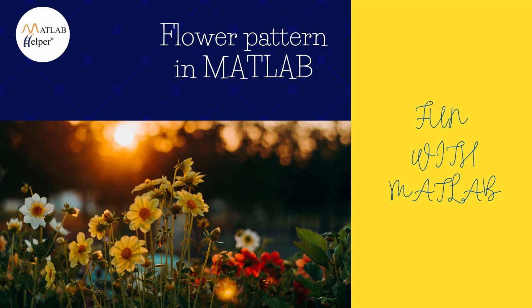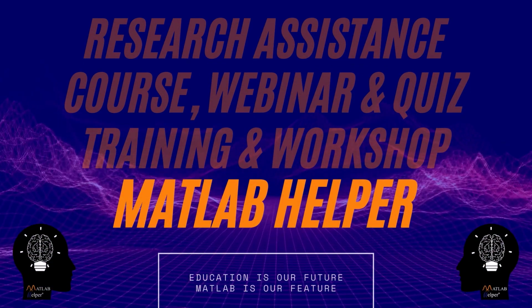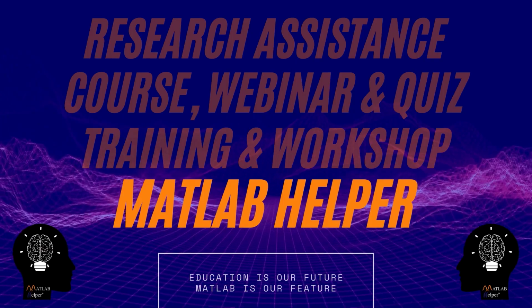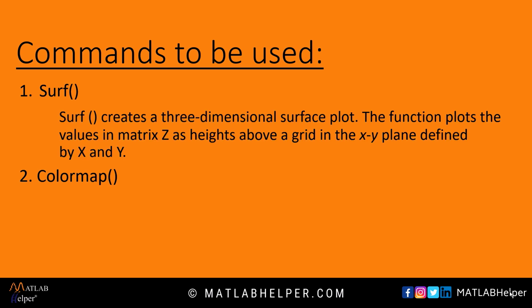In this video, I will show you how you can draw a flower in MATLAB. For this purpose, we will use the surf command and color map in MATLAB. Surf creates a three-dimensional surface plot. The function plots the values in matrix Z as height above a grid in the xy plane, defined by x and y. The function also uses Z for the color data, so the color is proportional to height.